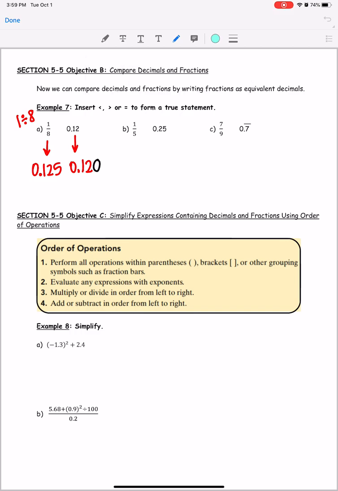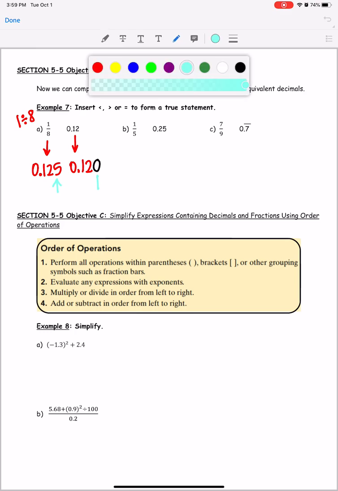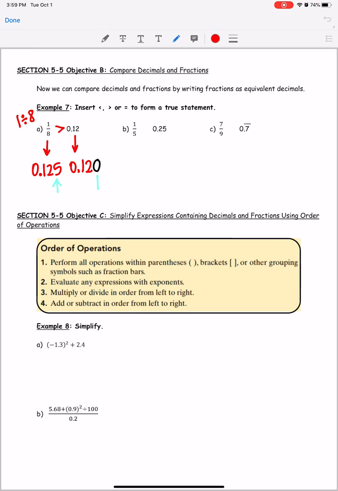So now compare. I've got a 1 and I've got a 1. So those are equal. Those are the same. We've got 2 and we've got 2. So those are the same. But here I've got a 5 and I've got a 0. Which one is bigger? That 5 is bigger. So we're going to have the greater than symbol.